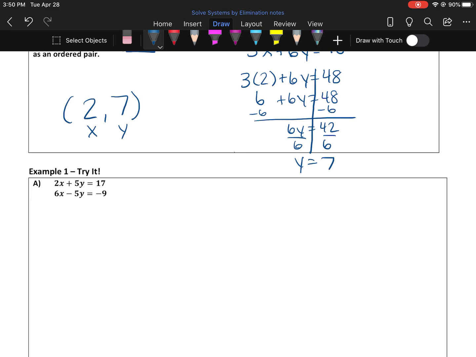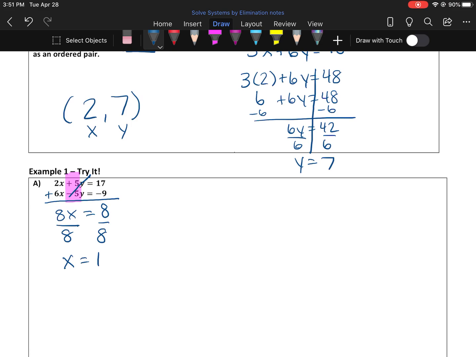Remember, we're looking for opposites, same number, opposite signs. 5 and -5 are opposites. These cancel out to 0. I'm going to go ahead and eliminate them by adding the equations together. 2x plus 6x gets me to 8x. 17 plus -9 is equal to 8. Divide both sides by 8. x is going to be equal to 1.